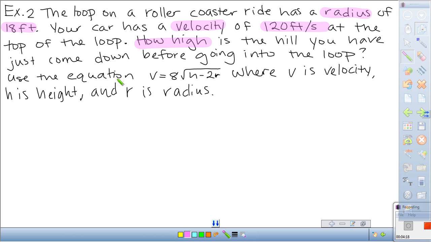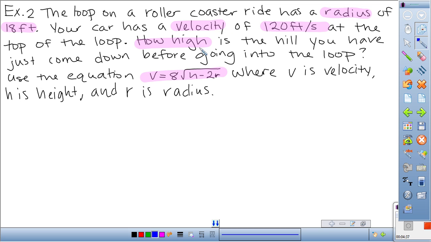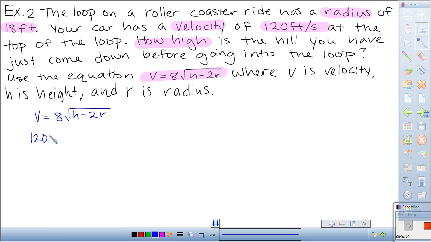Then we have this equation. Use the equation v equals 8 times the square root of h minus 2r, where v is the velocity, h is the height, and r is the radius. So we have radius and velocity. We're trying to find height. I'll start with my formula. v equals 8 times the square root of h minus 2r. And then I'll plug in what I know. I know velocity is 120. 120 equals 8 times the square root of, I'm trying to find height, so obviously I don't know it, minus 2 times what's the radius? 18.